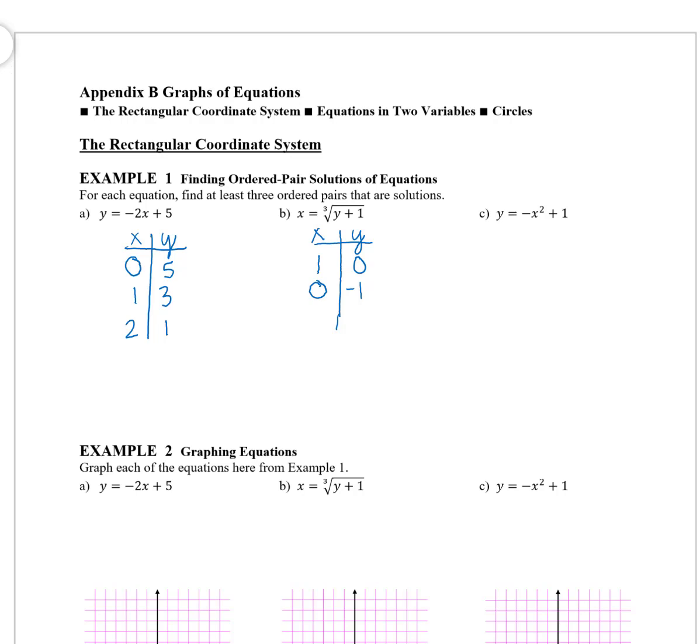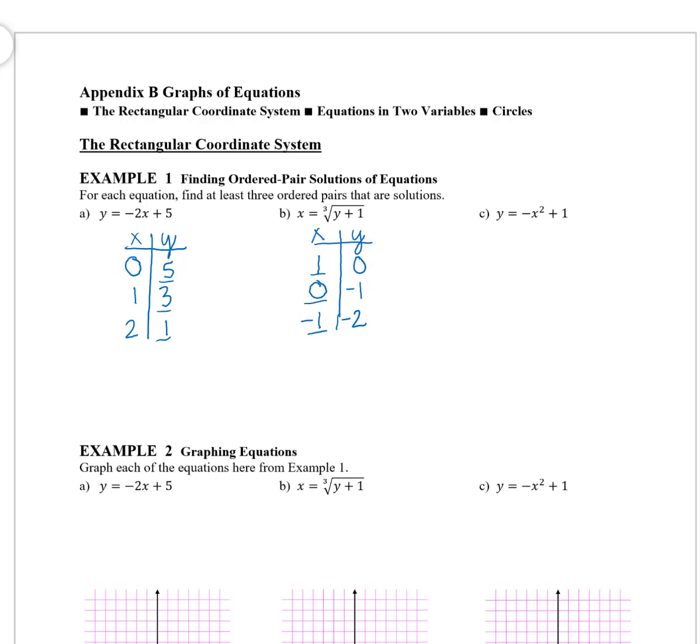And then if y is, I'm going to choose a nice value. So like if we have negative 2 for y, do you see how the radicand will be negative 1, and the cube root of negative 1 is negative 1. So I chose numbers so I didn't have to work with decimals. So just comparing a and b, for a, we came up with x values and solved for y, and then for b, we came up with y values and solved for x. So you can do whatever's easier.